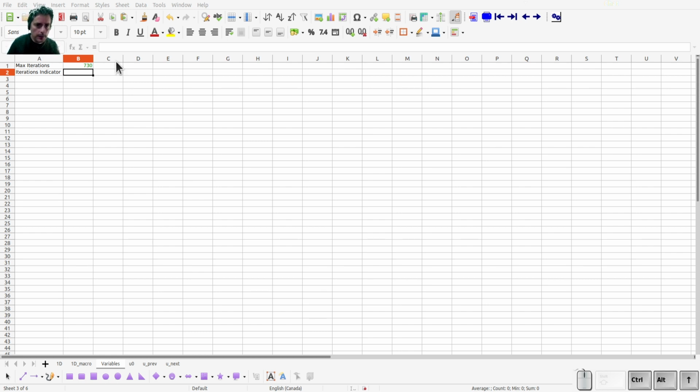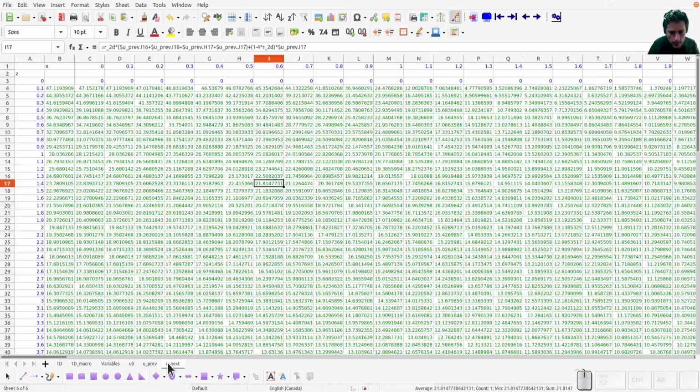So apparently I'm right on top of the box where I type things, so it's not very helpful for you guys. Okay. So I will call this cell iteration indicator. Good. And what we have here now is the first year, right?